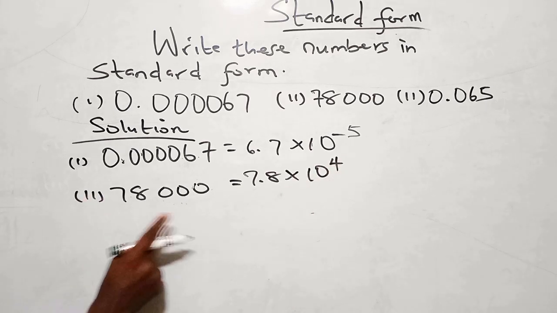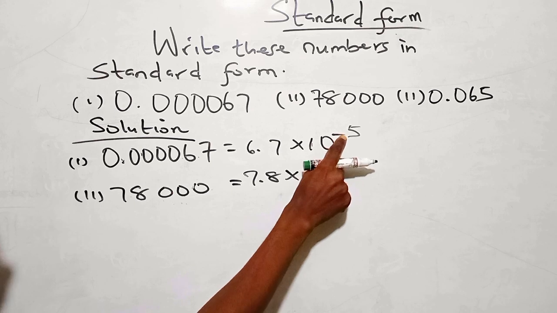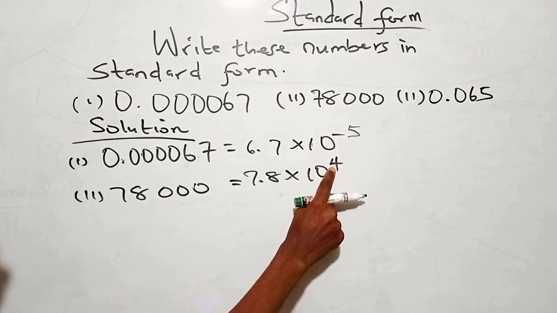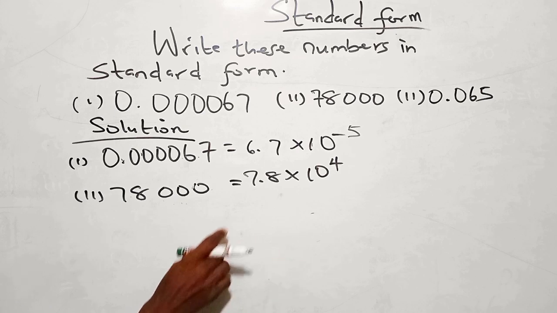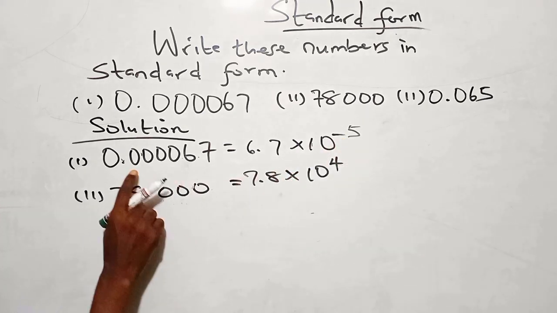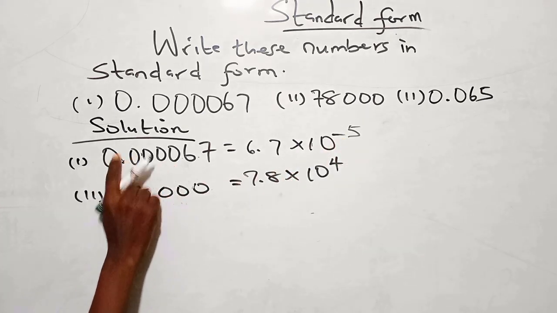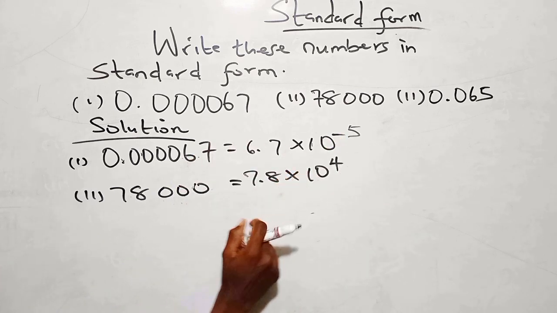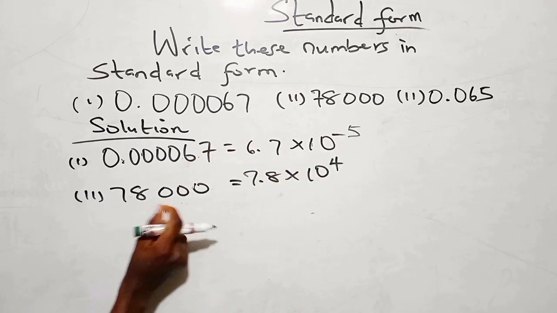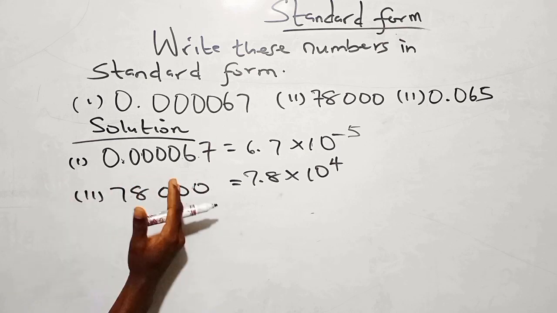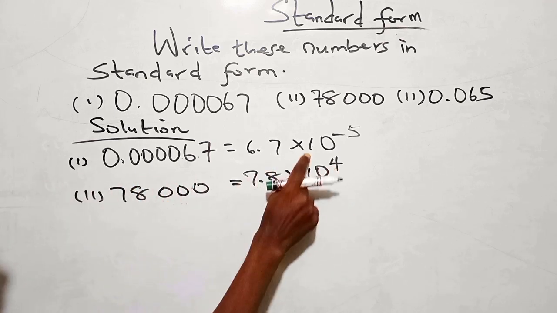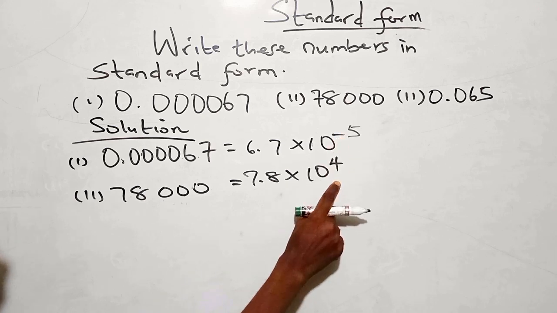When you notice this, here you have a minus at the index, and here you have a positive sign at the index. What gives you this minus is that you have a decimal point and you are doing your counting towards the right. When we have a whole number and we are doing our counting towards the left, backward, we have a positive index. That is the difference between this and this.